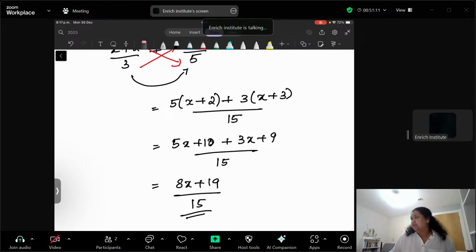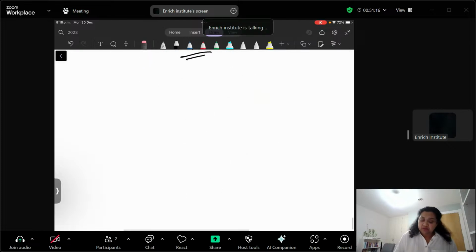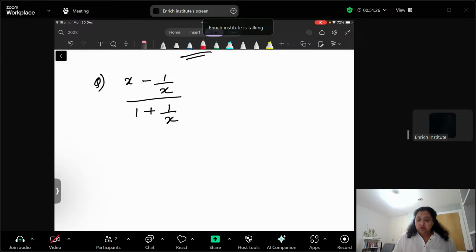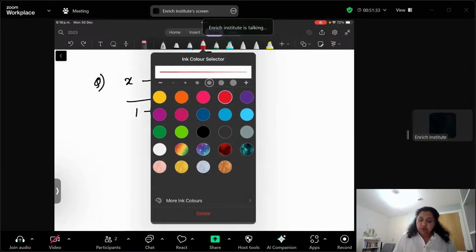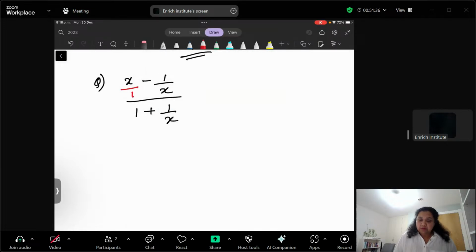So let me take a difficult one, because you are going to get such questions for your Leaving Cert. Let me take this one, x minus 1 by x divided by 1 plus 1 by x. Okay, so I see that there is a fraction here, but there's no fraction in the first one. So what I can do is simply put a 1 over here so that it becomes a fraction. I'm going to simplify this numerator now, and that again is cross multiplication, which is this and this.